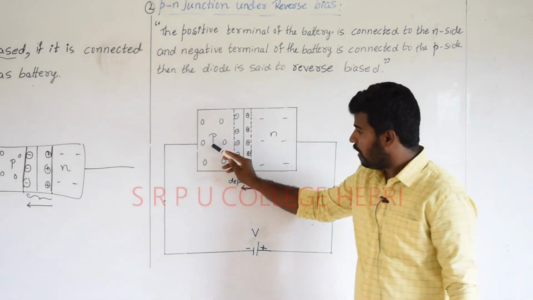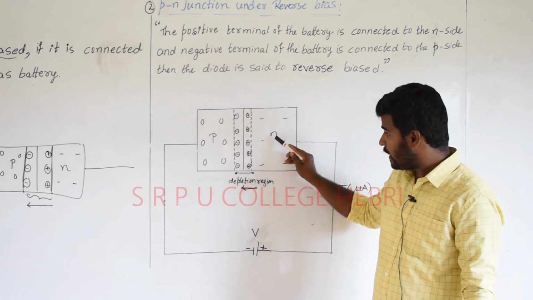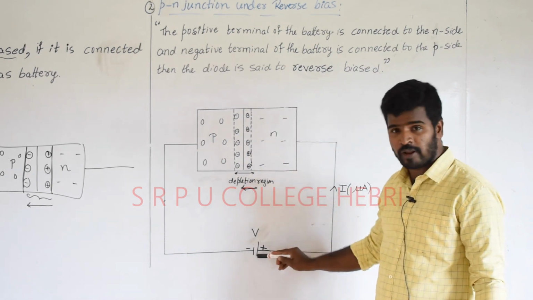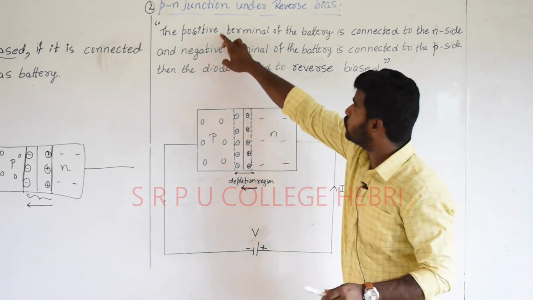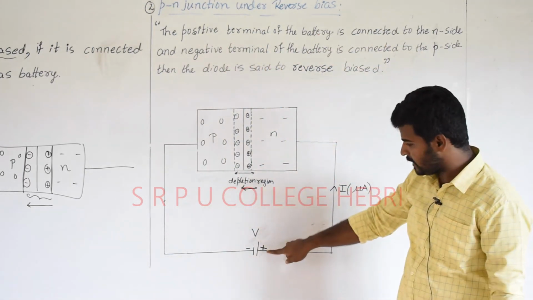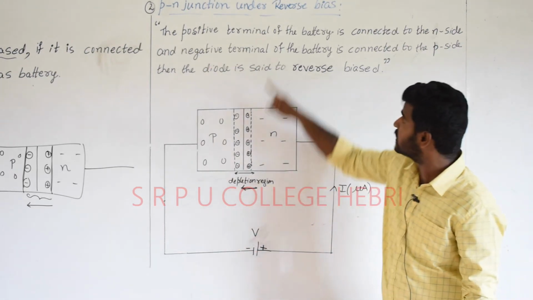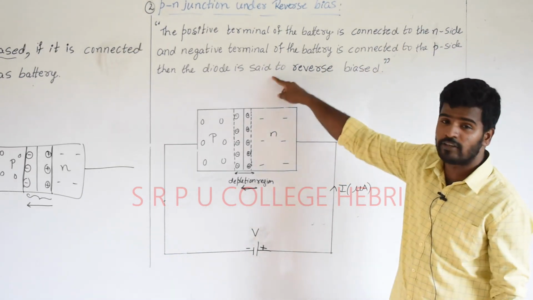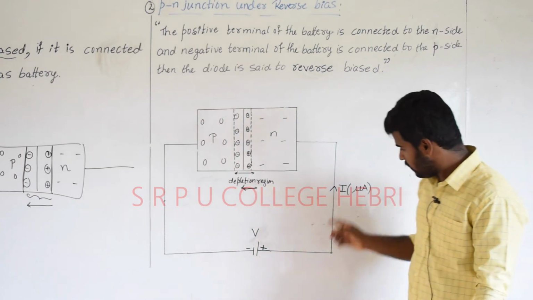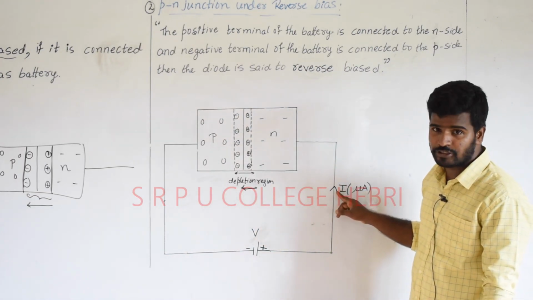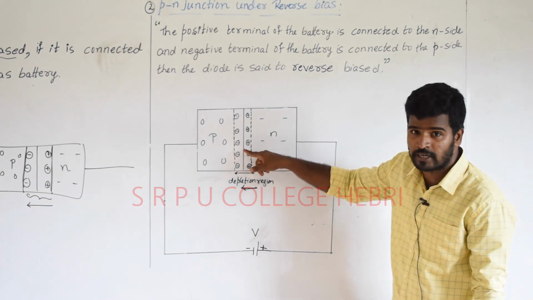See here, the P side is connected to the negative terminal of the battery and the N side is connected to the positive terminal of the battery. Then the PN junction diode is said to be reverse biased. Since the positive terminal of the battery is connected to the N side and the negative terminal is connected to the P side, the diode is said to be reverse biased. Yes, what happens in the reverse bias? See here, the direction of the applied electric field is in the direction of the electric field produced by the depletion region.